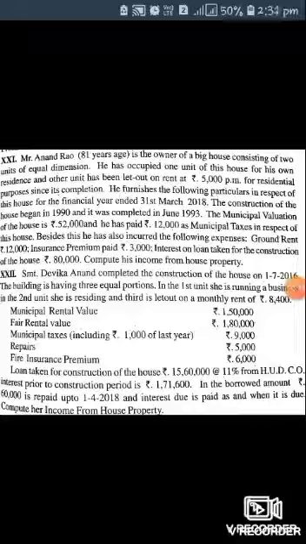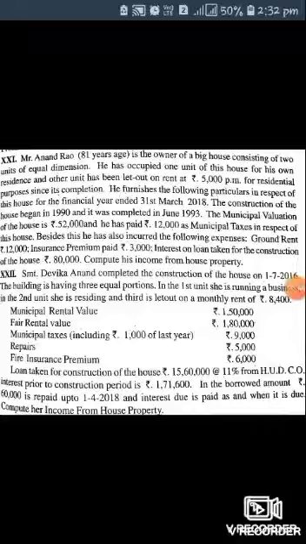He is the owner of a big house consisting of 2 units of equal dimension. He has occupied 1 unit of this house for his own residence, and the other unit has been let out on rent for 5,000 per month for residential purposes since its completion. He furnishes the following particulars in respect of this house for the financial year ended 31st March 2018.